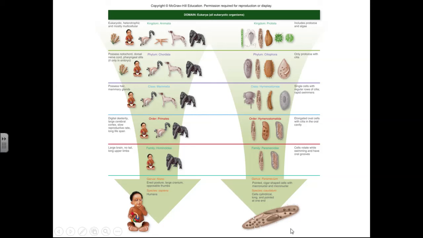Paramecium caudatum is going to be in kingdom Protista, phylum Ciliophora, class Hymenostomatea, order Hymenostomatida, which is almost identical to class, I might add, and family Parameciidae, genus Paramecium, and then species caudatum. Paramecium caudatum.